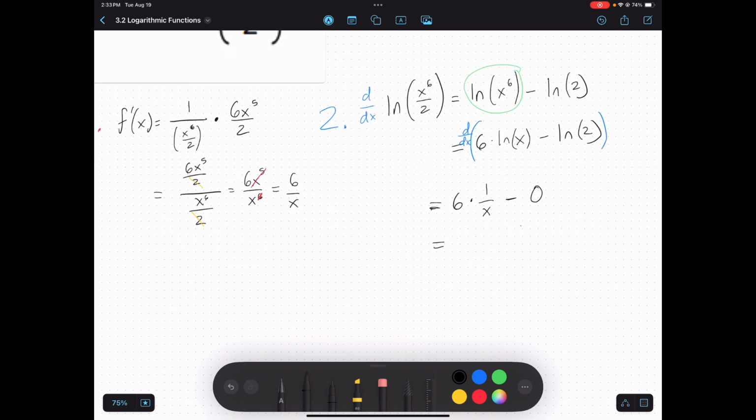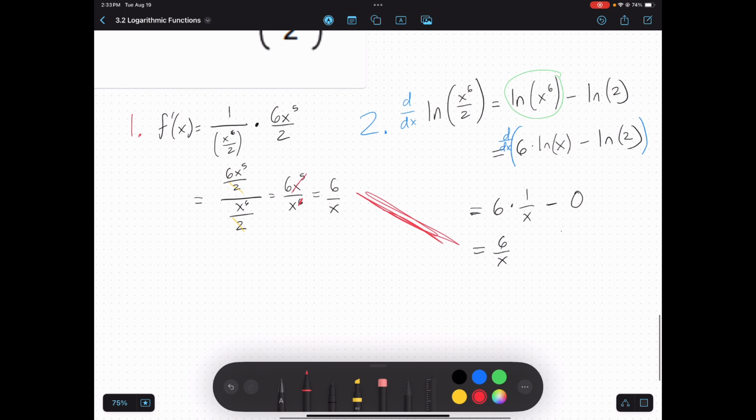What do I get when I simplify this? I get 6 over x minus 0. I don't need to write the minus 0. And I get the same exact thing that I got when I did it using the chain rule. So you can look at both of these ways and decide which one you like better. Do you like using the chain rule, or do you like using log properties to break down your equation first before taking the derivative? But either way, you get the same thing.